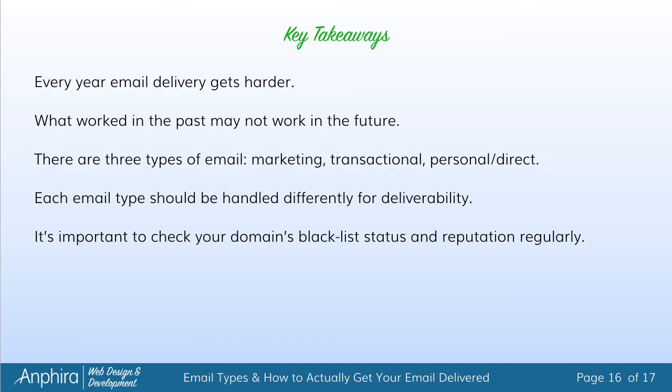So the key takeaways on email. Every year, email delivery gets harder. What worked in the past may not work in the future. There are 3 types of email: marketing, transactional, and personal or direct. Each email type should be handled differently for deliverability. And always make sure to check your domain's blacklist status and reputation on a regular basis.